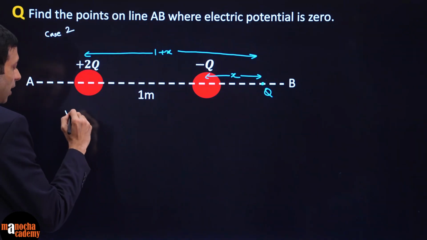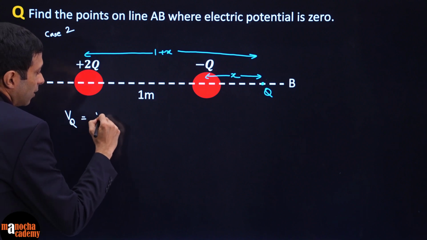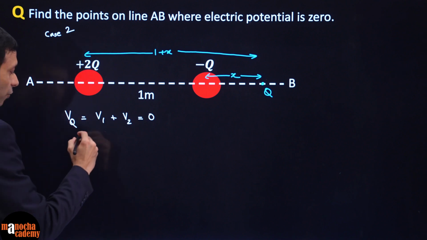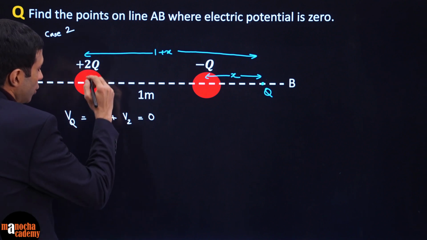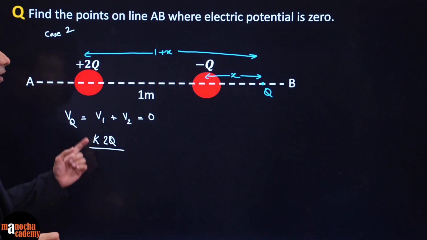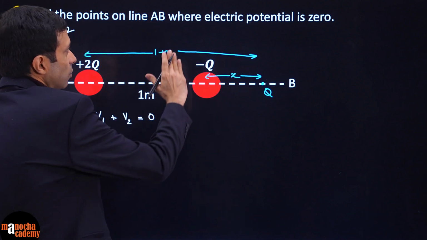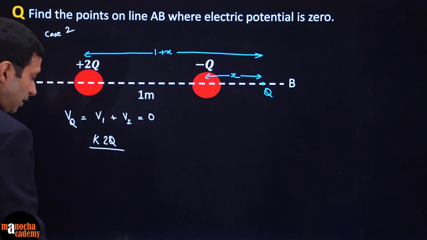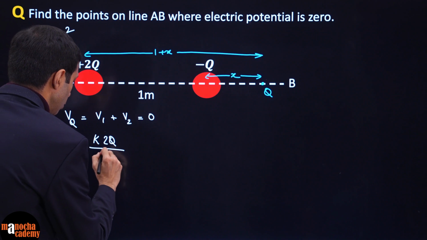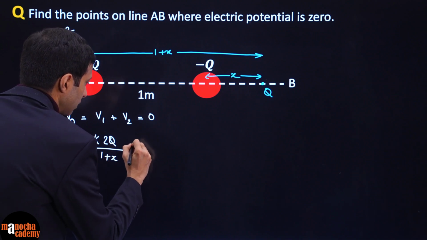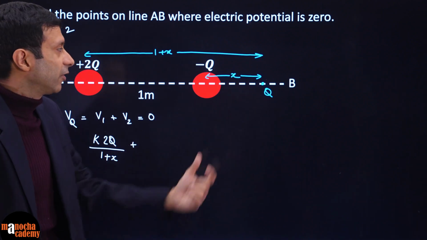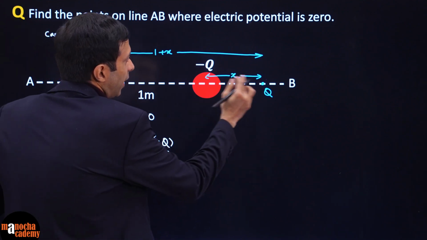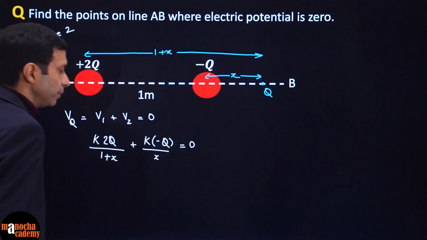The potential at point Q will be equal to V1 plus V2, and we know that it's going to be equal to 0. Now let's go ahead and substitute the formula. V1 is kQ, which is 2Q, by the distance r, which is 1 plus x here, right? Yeah, that's the distance, 1 plus x. So let's put that in here, plus V2. This electric potential will be k times minus Q divided by x, equal to 0.